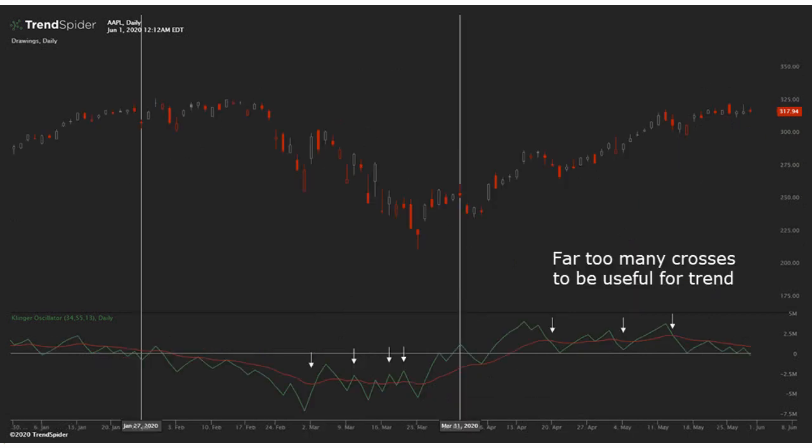Now, what about if we just change direction with the crossing of the lines? Well, looking at Apple again, let's compare it, right? You can see here there's just way too many crosses for the trend to be useful here. You've got to remember, the Klinger was designed to have a longer-term trend direction view. And if we use the crossovers, it defeats that purpose, right?